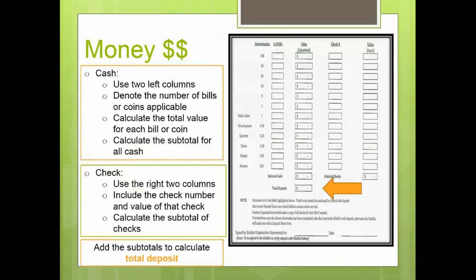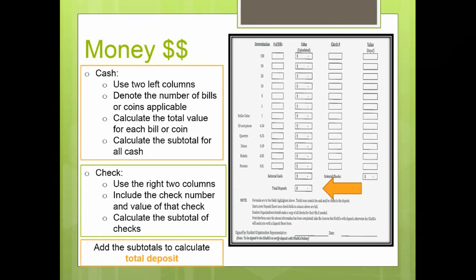On this portion of the sheet, you will calculate all the money being deposited. For cash, use the left two columns of the paper. The furthest column to the left is used to note the amount of bills or coins you have. The next column over is to calculate the amount for each bill or coin. Add all of the bills and coins together to come up with a cash subtotal and write this total in the space provided under the two left columns.